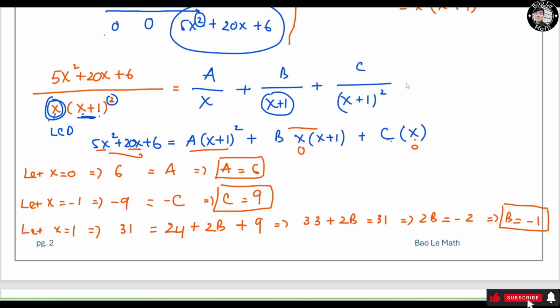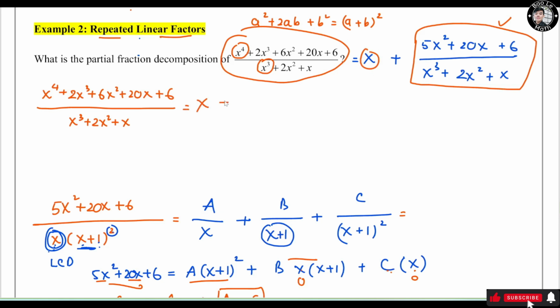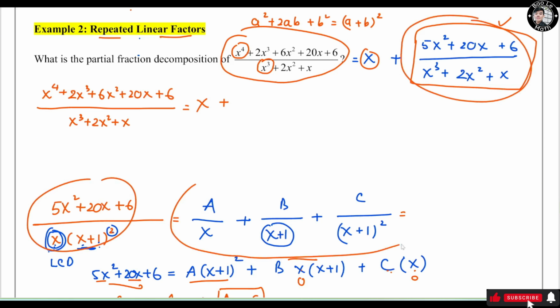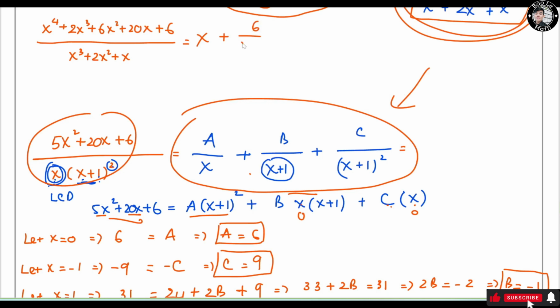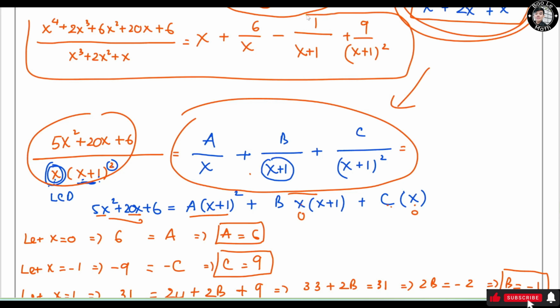I go back over here. I have s, right, plus this guy right here. But this guy right here equals this guy right here, right? So it can be 6 over s plus b over s plus 1. But b equals -1, right? So I just write -1 over s plus 1, right? And c over this one, but c equals 9 right here, so it will be plus 9 over s plus 1 square, right? This one is the final answer.